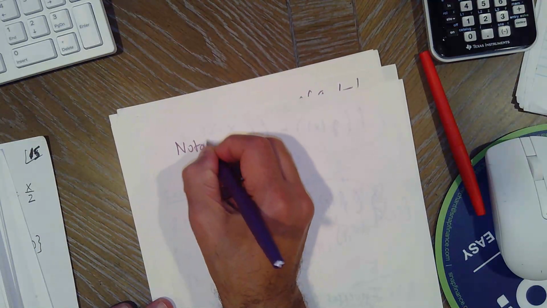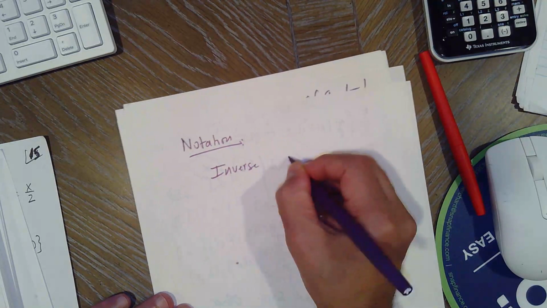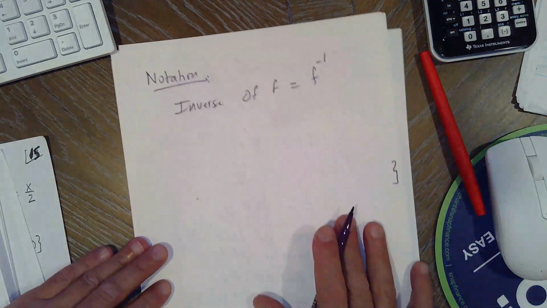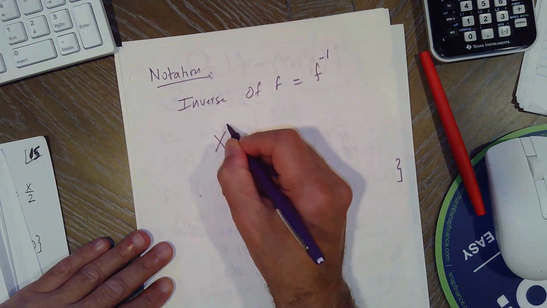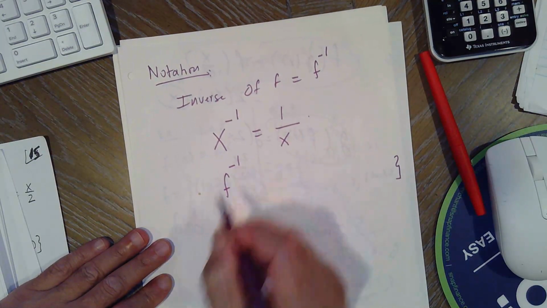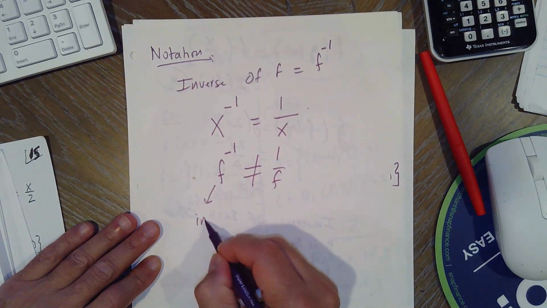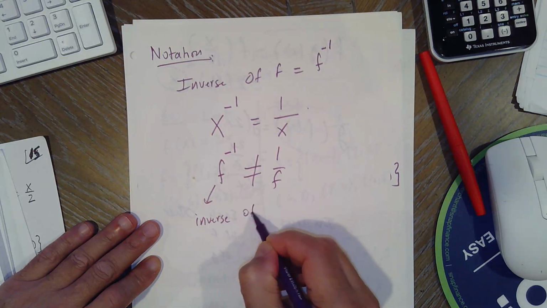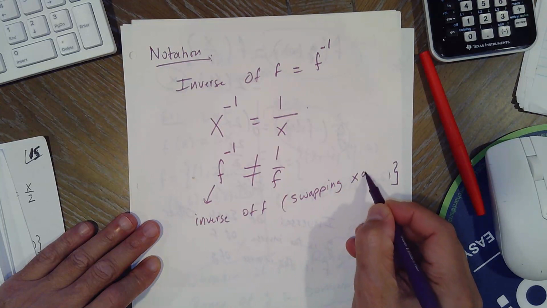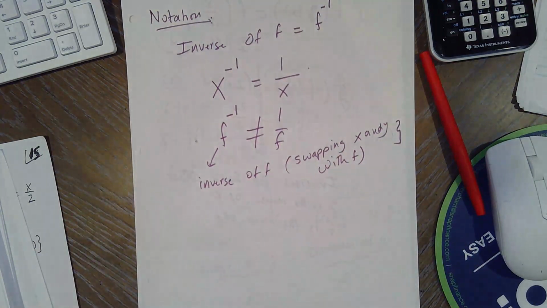Notation for inverse: instead of writing inverse of f or g, we write f with an exponent of -1. Now remember, if you have a variable to a -1 exponent, that's 1 over x. But if you have a function to a -1, that's definitely not the reciprocal. What is that? The inverse of f, which means you're swapping x and y with f.